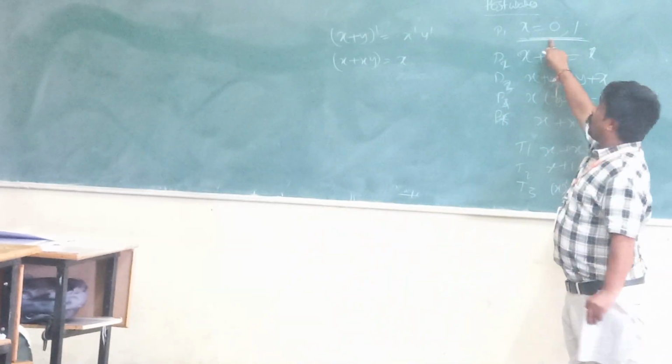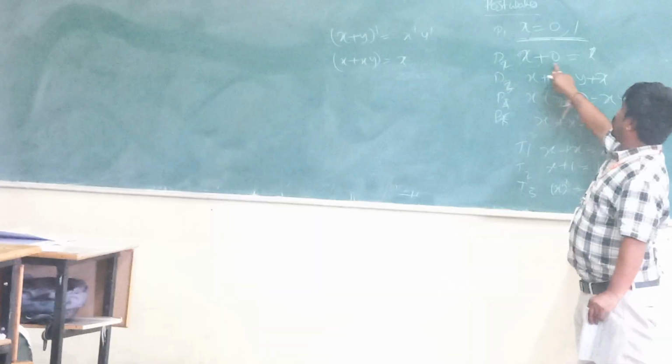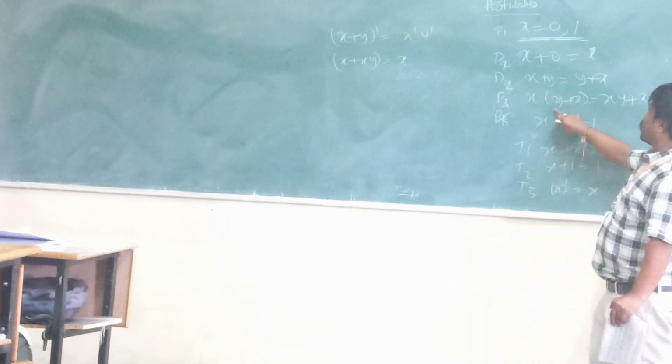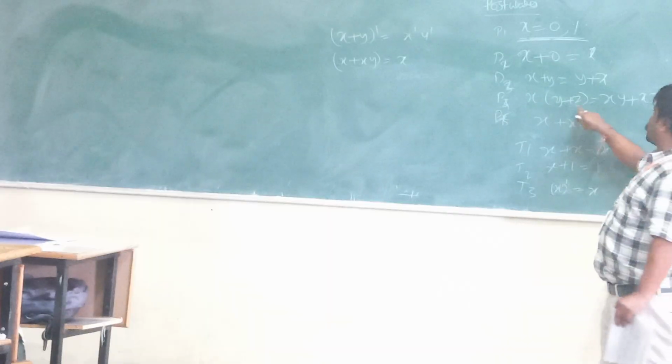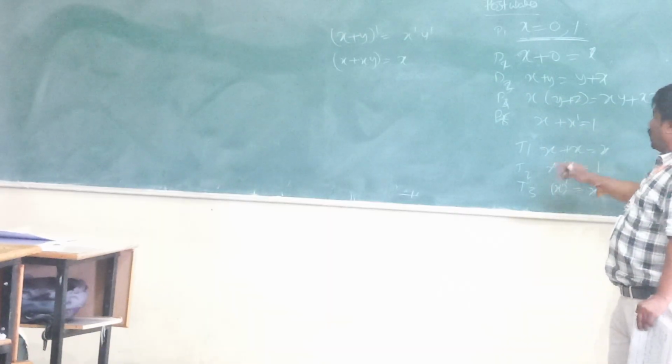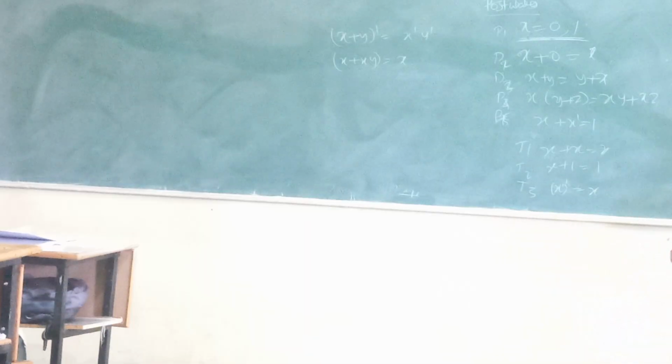A variable can have the two values 0 and 1. x plus 0 will be x only, x plus y is equal to y plus x, and also xy multiplication with the complement law, and also x plus x dash will be 1. Okay, these are the theorems also here. Next we write the dual of these functions.